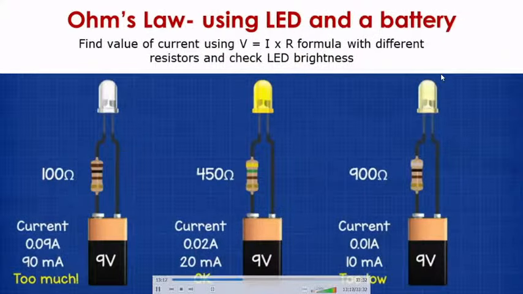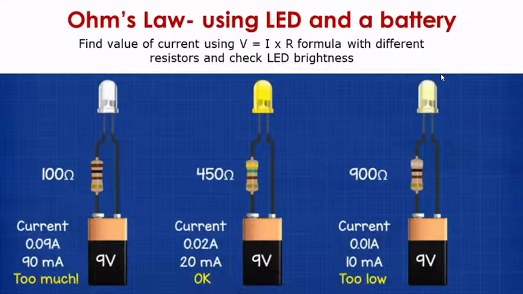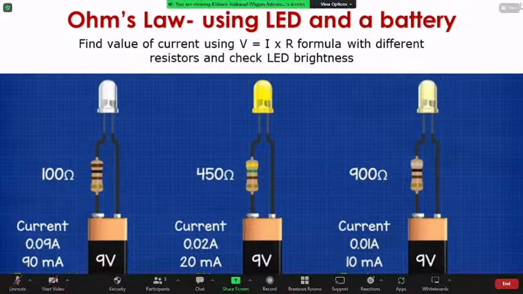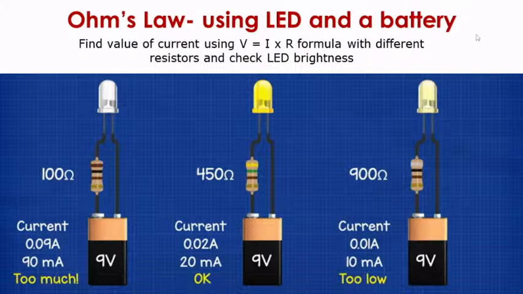Now we are going to verify the Ohm's law using LED and battery. So the Ohm's law is important for you to calculate values of either current or voltage or resistance, provided you know two of the values. If you have value of voltage and resistance, you can find out current. Similarly, if you have value of resistance and current, you can find out value of voltage. Now, using these three different LED circuits, we have used three different resistors: 100 ohm, 450 ohm, and 900 ohm.